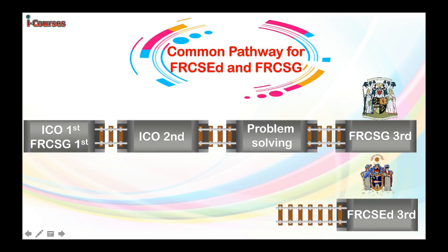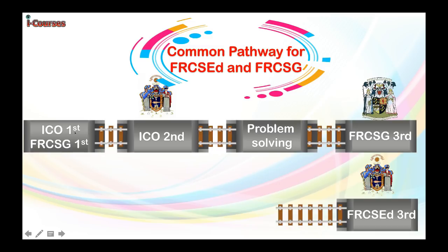So basically the first ICO replaced the first part of the Royal College of Surgeons of Edinburgh exam, and the second ICO replaced the second Edinburgh exam. This means that the second ICO can give you the membership of the Royal College of Surgeons of Edinburgh, but these regulations mention that this route is eligible only for doctors who will sit for the first ICO in 2019.